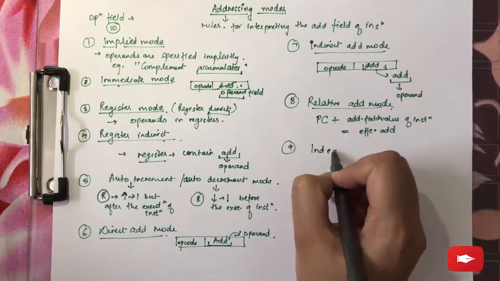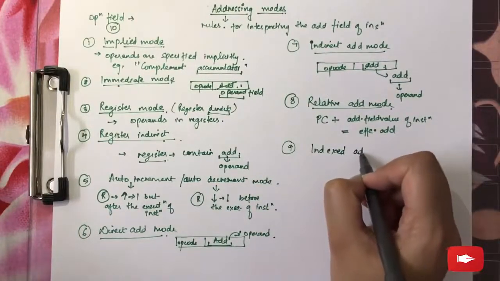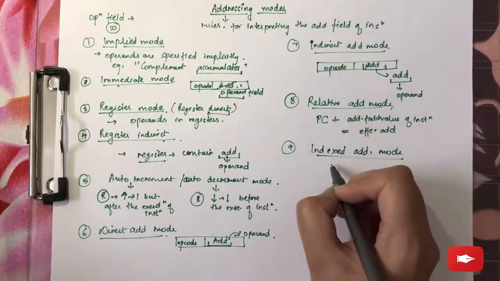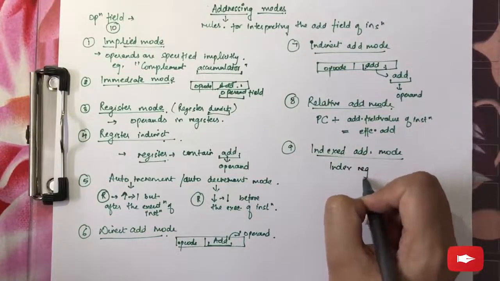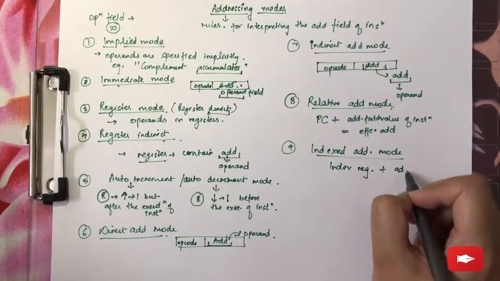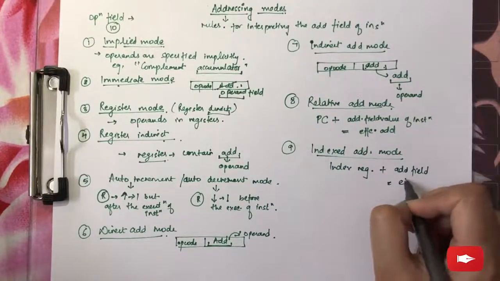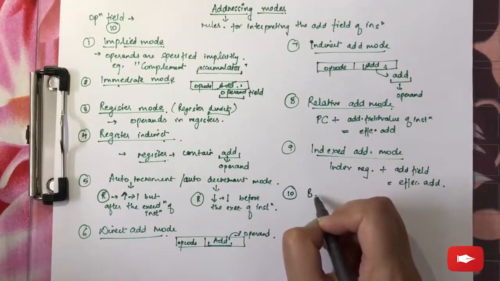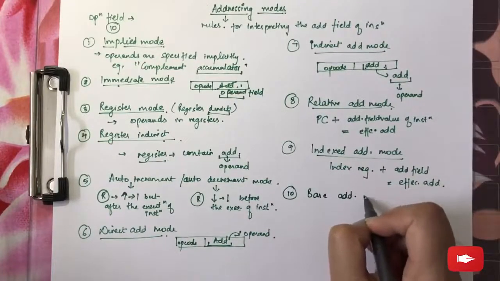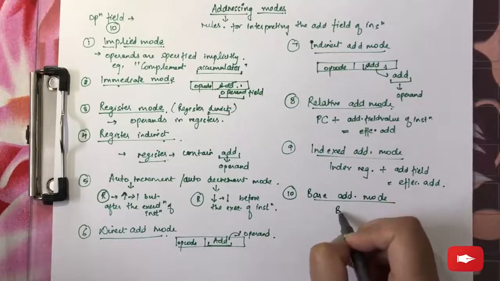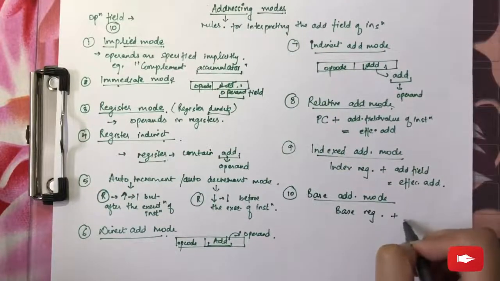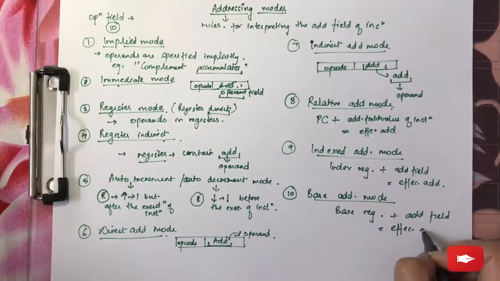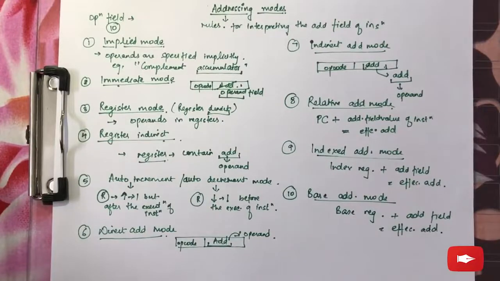Next is the indexed addressing mode. In this case, instead of PC, the value of index register will be added to the address field, giving you the effective address. Last is the base address mode. Here the value of base register is added to the address field, giving you the effective address, and as you know, effective address will point towards the operand.